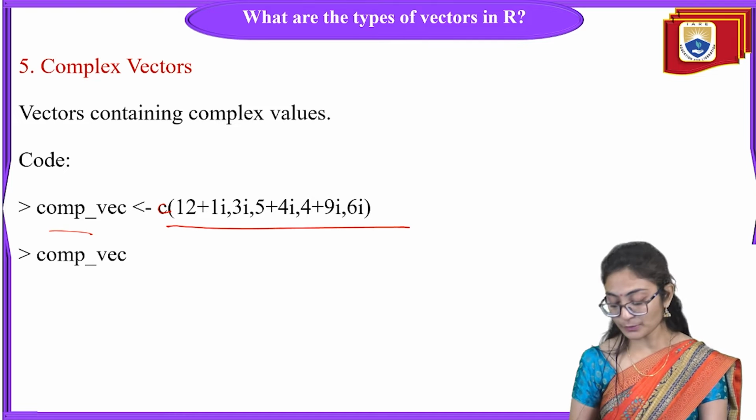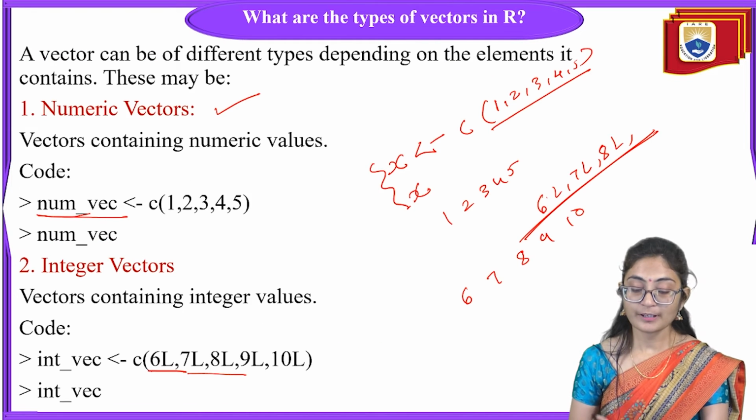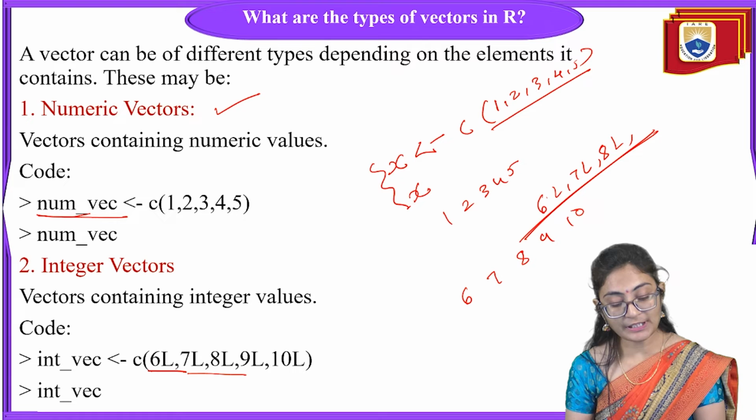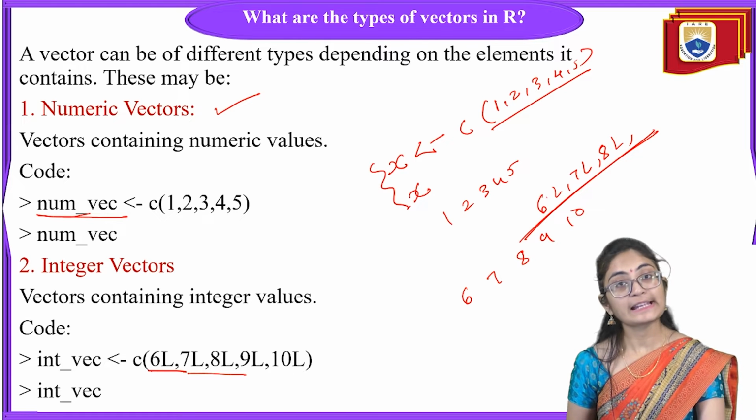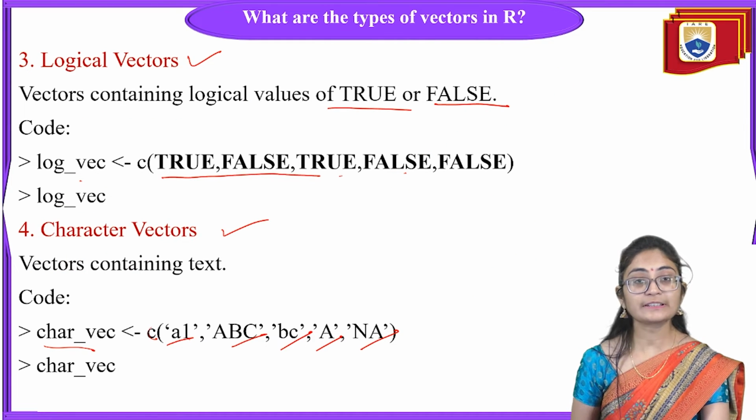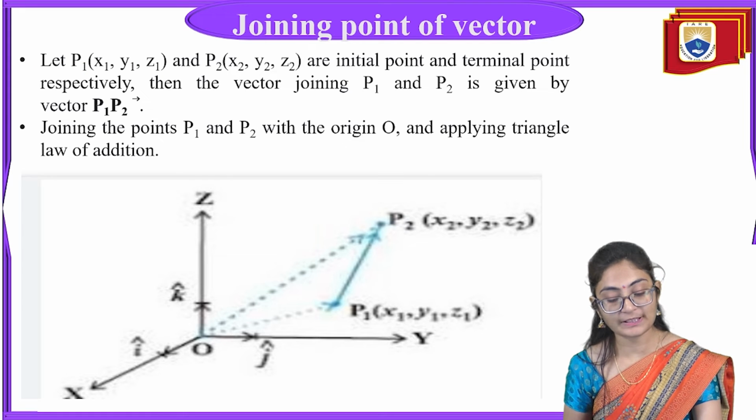That means there are five different types of vectors in R: numeric vectors, integer vectors, logical vectors, character vectors and complex vectors.